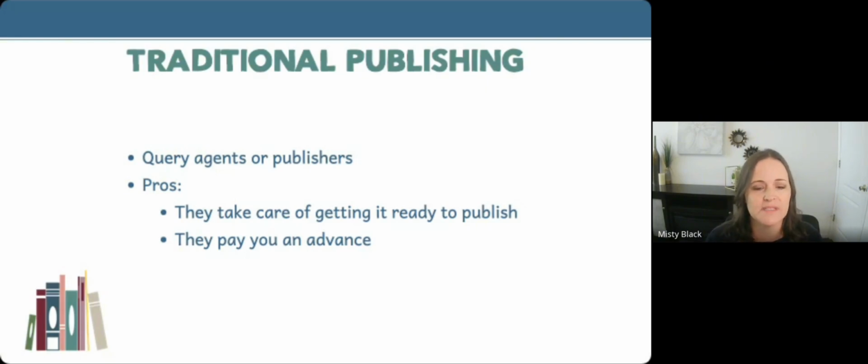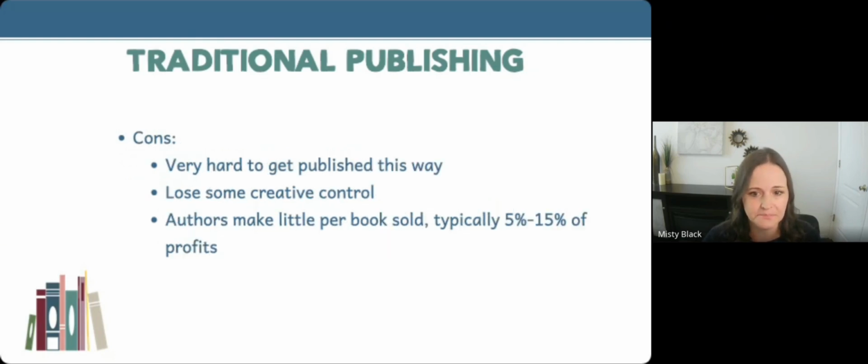Smaller publishers sometimes don't pay in advance, but you should never have to pay a traditional publisher to publish your book. If you're paying a publisher to publish your book, that is not a traditional publisher. That is a vanity publisher, and I just want you to know the difference. We'll talk about that in a minute. If you do get an advance on your manuscript, you won't get any more money from your publisher until your royalties exceed the initial advanced payment.